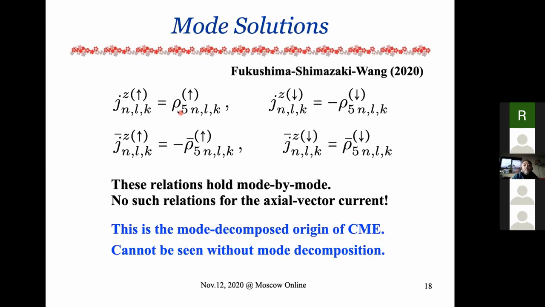But more surprising is that this relation exists only between vector current and axial density, not between axial current and vector density. That is the chiral separation effect. We know that only the chiral magnetic effect is anomaly protected, while the chiral vortical effect or chiral separation effect are modified by the mass effect, and so they are not really anomaly protected. And that feature is very nicely seen in such a way by the mode decomposition. This is really surprising. Okay.